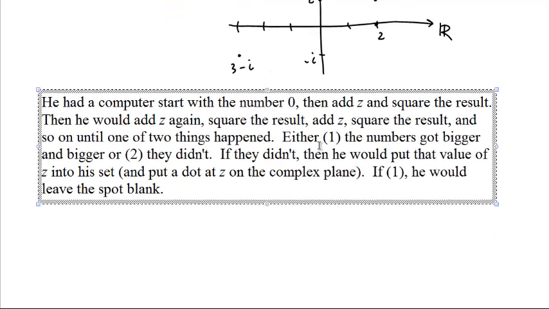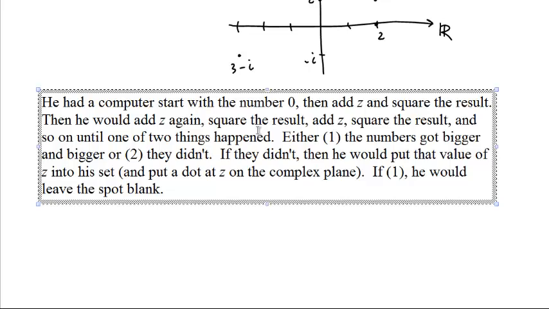He had the computer start with the number 0. Then add some particular number z and square the result. Then he would add z and square the result. Add z, square the result, and so on and so on. He would have the computer keep doing this until one of two things happened. Either the numbers kept getting bigger and bigger, or they didn't.